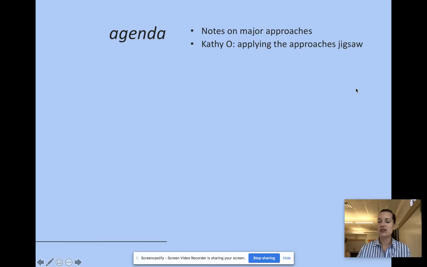Today we're going to take just some brief notes on the major approaches, and we started to talk about them a little bit yesterday. And then we're going to be looking at an event that happened with this woman named Kathy, and we're going to be applying the major approaches to that. So you guys are going to kind of jigsaw. You're going to be looking at a different approach.